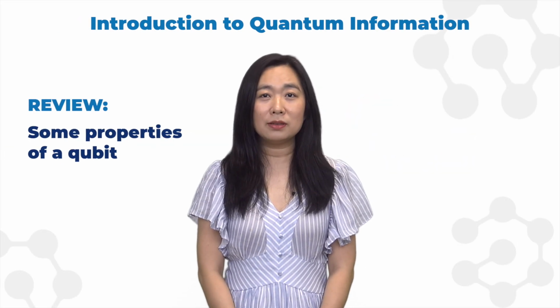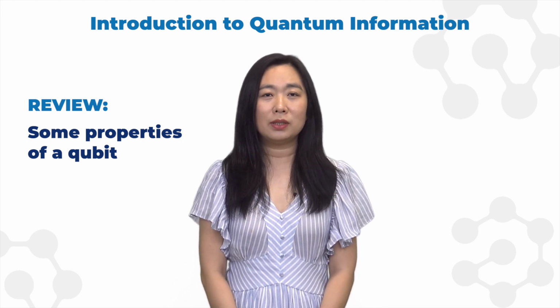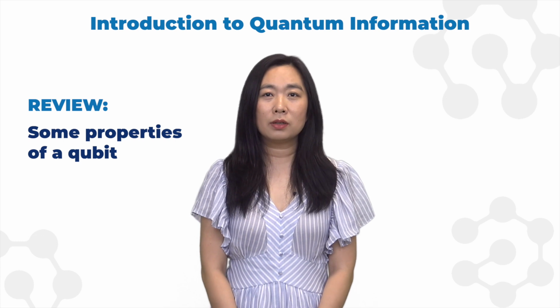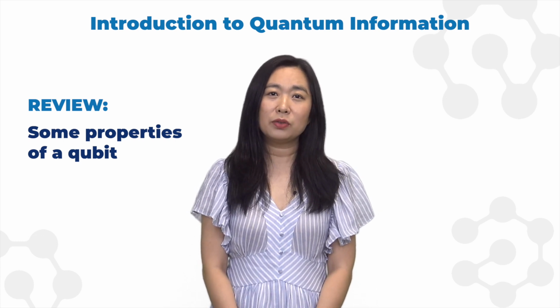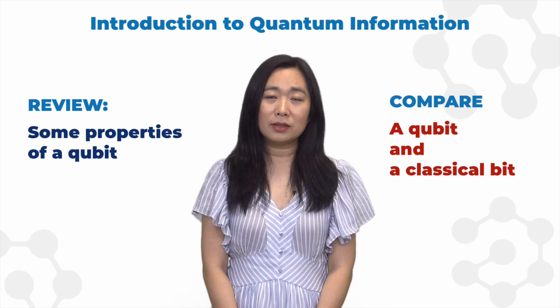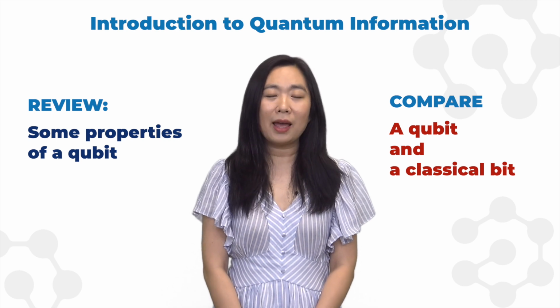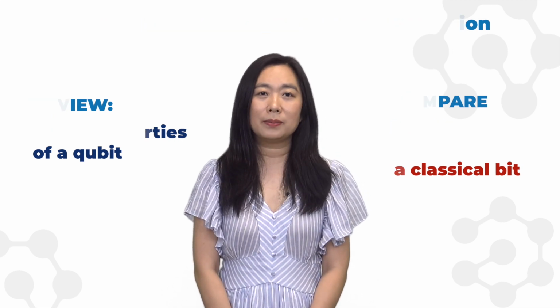In this lecture, we will review some general properties of a qubit that will be useful for us to proceed to the discussion of quantum information. To do this, we start from comparing a qubit to a classical bit and a classical random process. We will highlight the key similarities and differences between them.